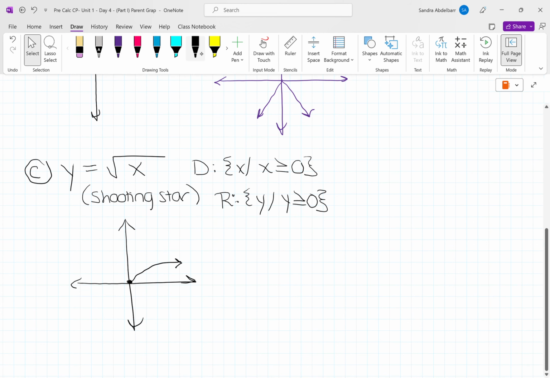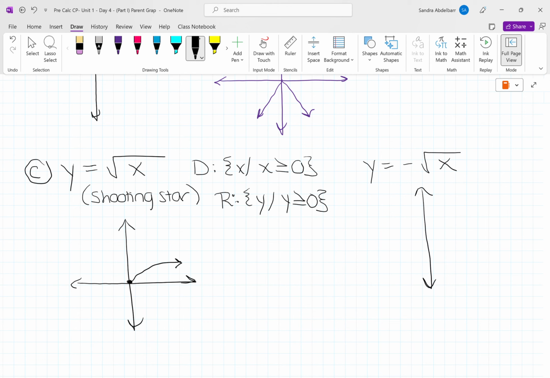Okay, good. So now let's talk about the negation of this. So we had y equals the root of x. Let's talk about y equals the negation of the root of x. So again, similar to the parabola and the absolute value, you're reflecting this over the x-axis. So if I take the shooting star and I reflect it over the x-axis, it's sort of like folding it over the x-axis. It's just going to be shooting down. So it looks something like that, a shooting star going down.